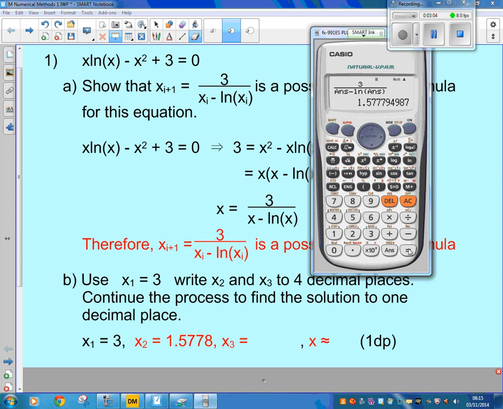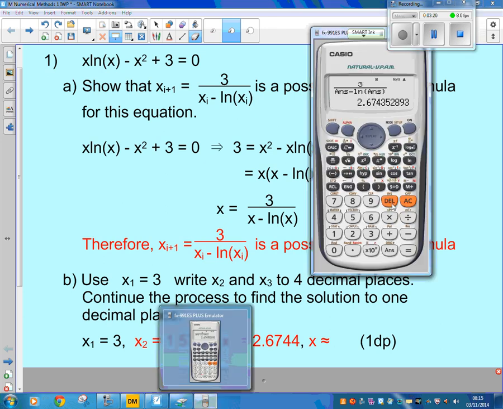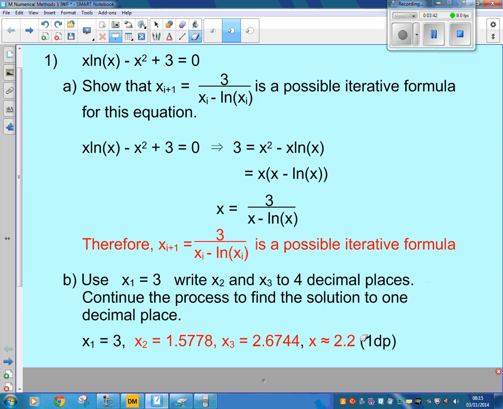So if I press equals again, it gives me the next one, which will be 2.6744. The question says continue the process to find the solution to 1 decimal place. So all I do is keep on pressing the equals sign, and I see that it keeps bouncing around a bit at the moment, but I want it to 1 decimal place. If I do it several times, you'll see it's getting to 2.156. That is above 2.15, so it's going to be 2.2 to 1 decimal place.